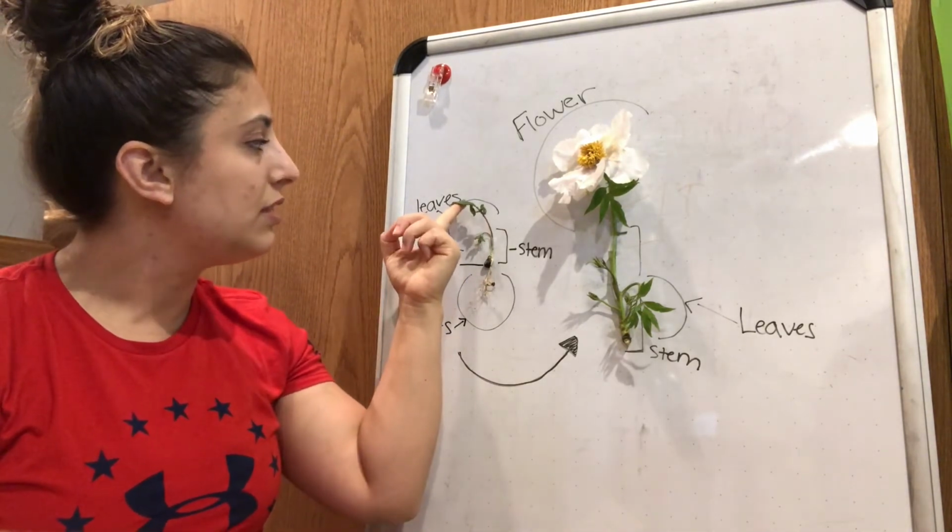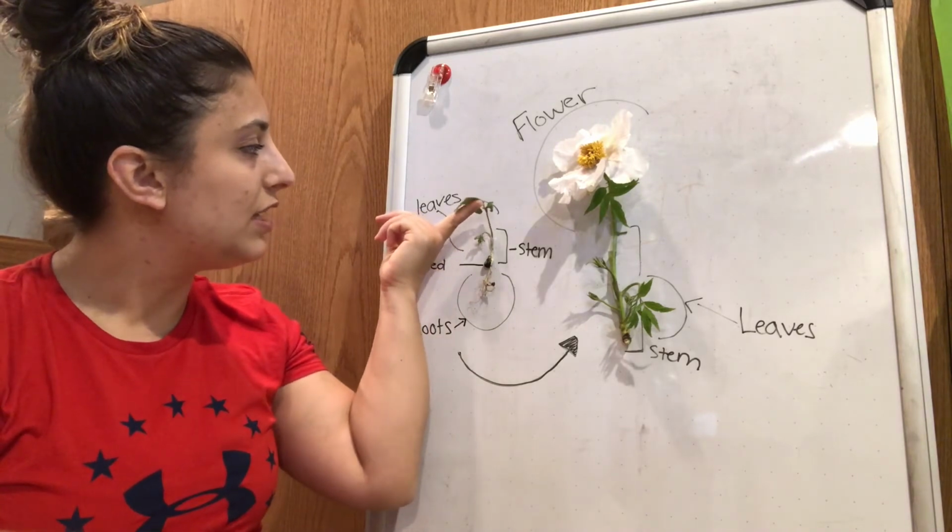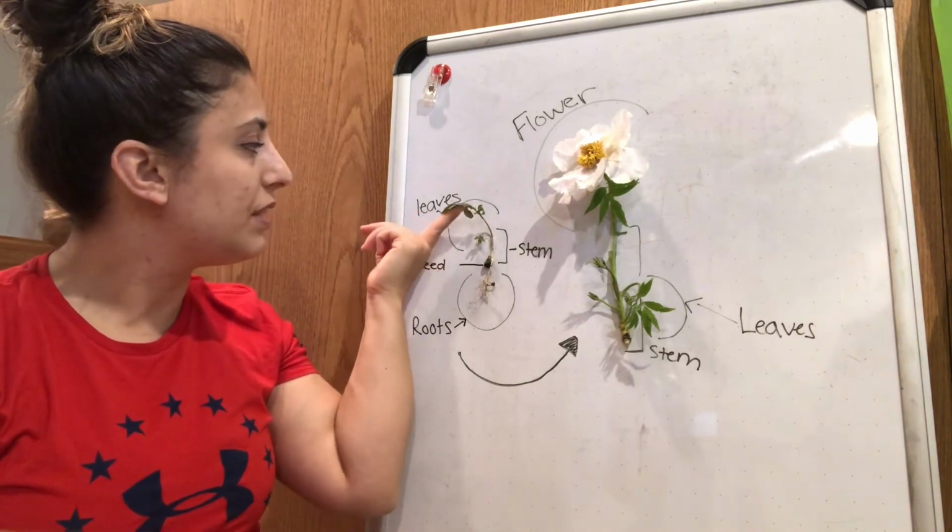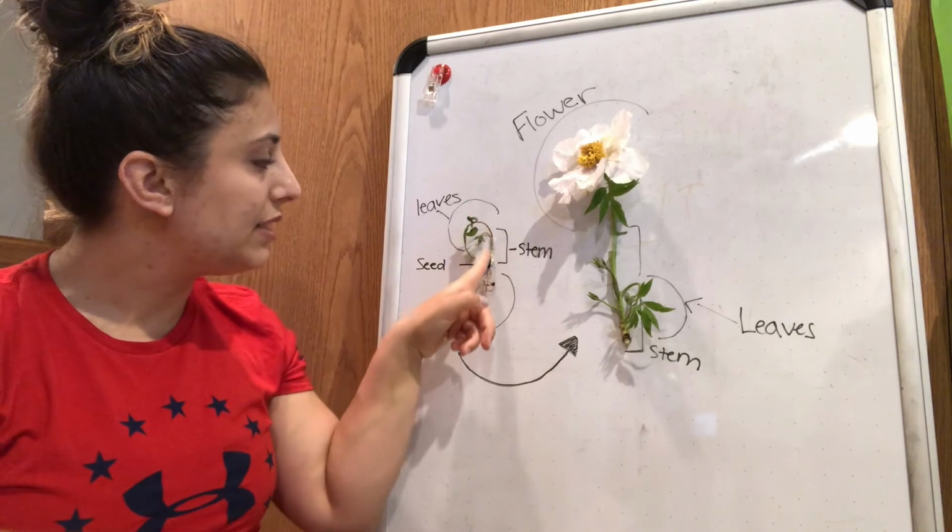So these leaves, they're sitting in the sun and they soak up the sun and it comes back down and makes food.